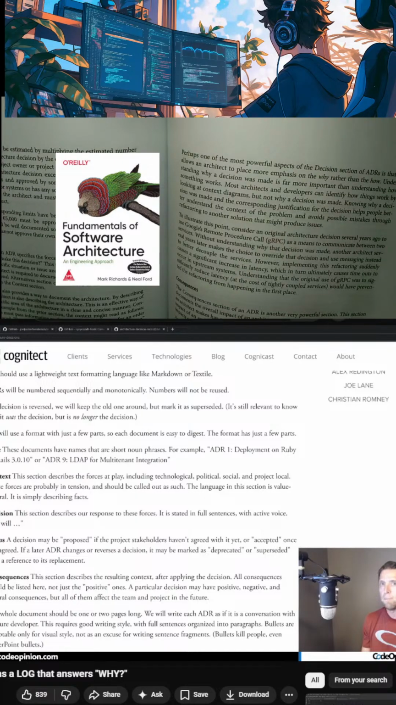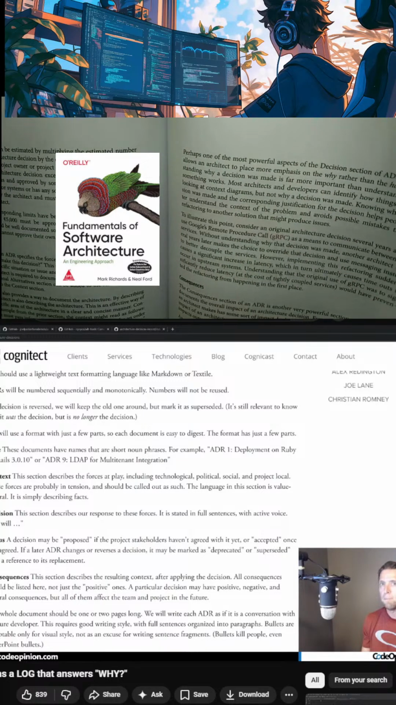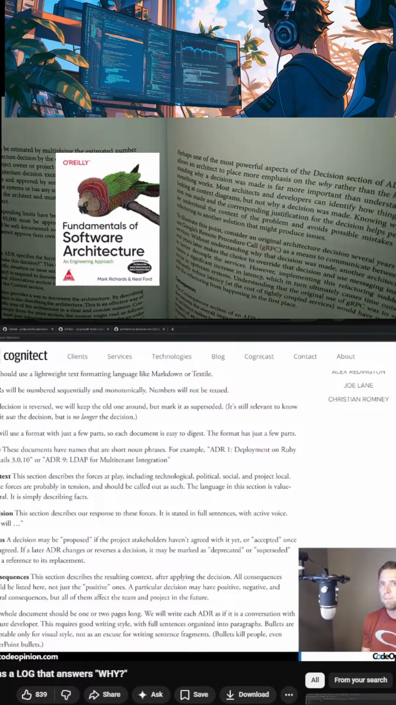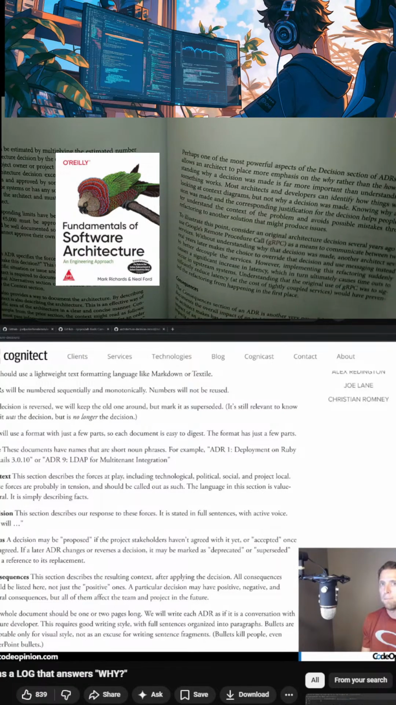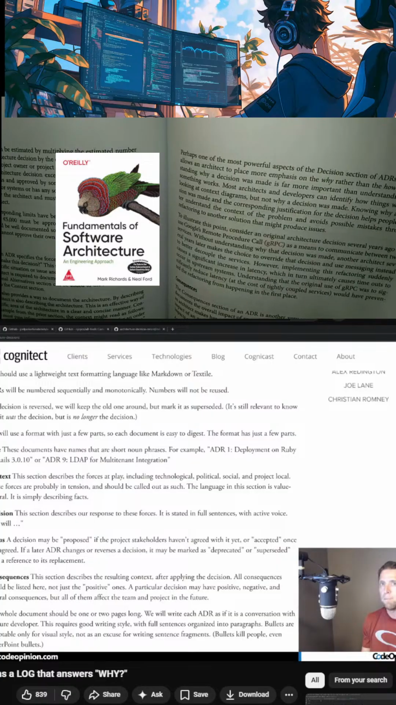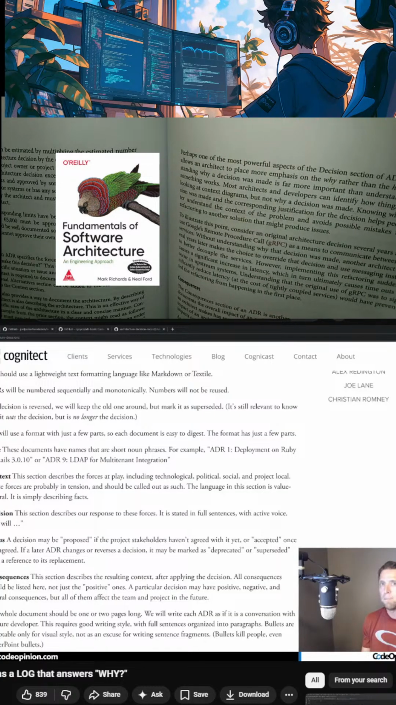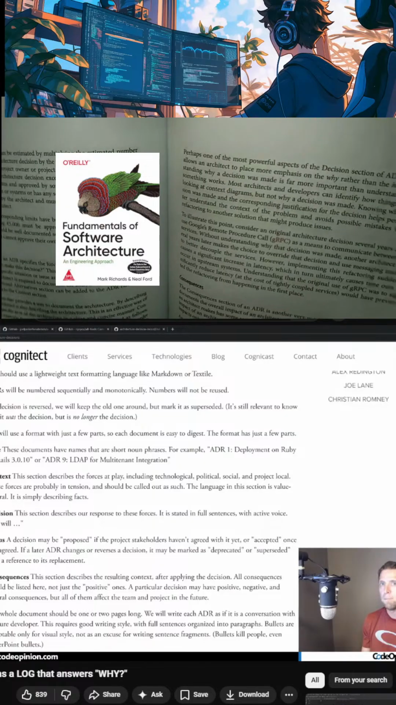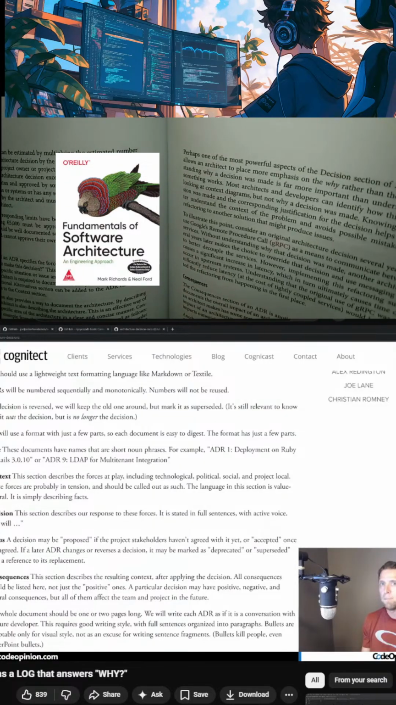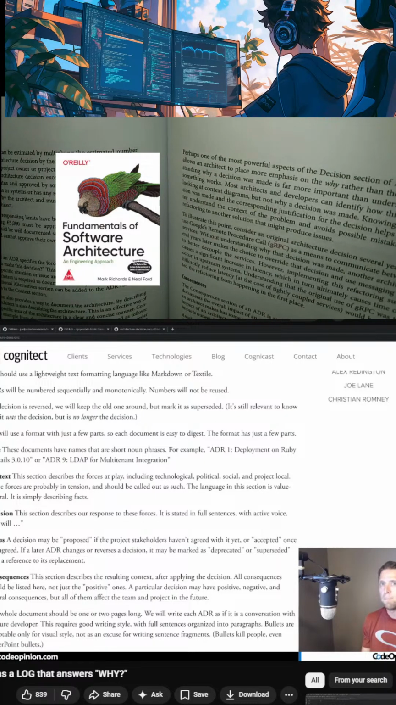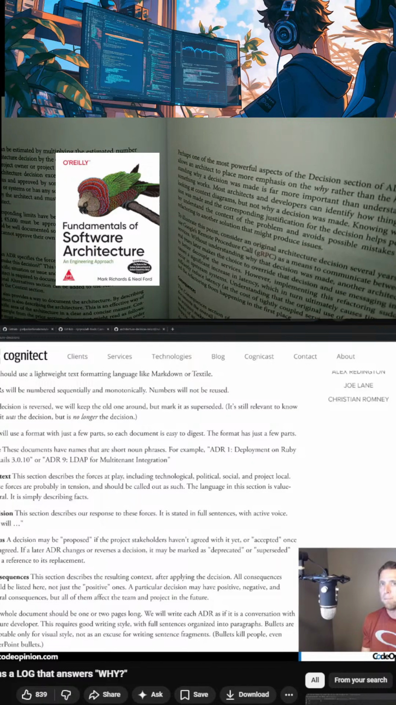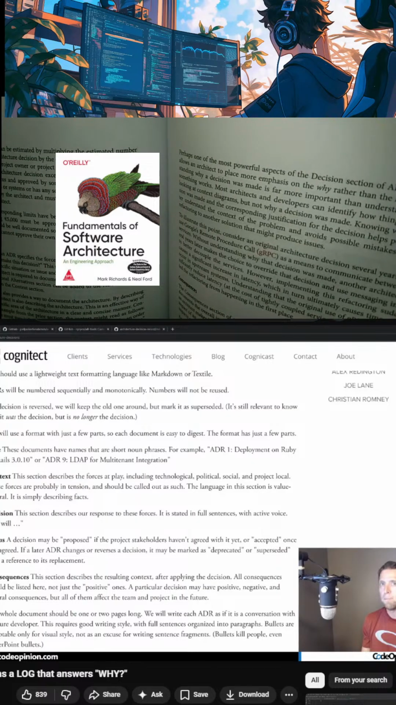With the passive voice, only the opinion of the architect is stated. Perhaps one of the most powerful aspects of the decision section of an ADR is that it allows an architect to place more emphasis on the why rather than the how. Understanding why a decision was made is far more important than understanding how something works. Most architects and developers can identify how things work by looking at the context diagram, but not why a decision was made.